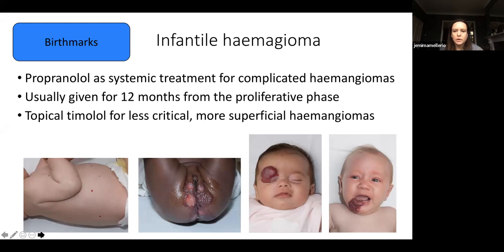Generally, propranolol is very safe and well tolerated. You do need to be careful, particularly in premature babies, that they are feeding well. There is a risk of hypoglycemia. You worry slightly about an increased risk of wheezing and asthma in some children, and beta blockers systemically can sometimes cause some sleep disturbance, but generally speaking, extremely well tolerated and a fantastic treatment for complicated infantile hemangiomas.